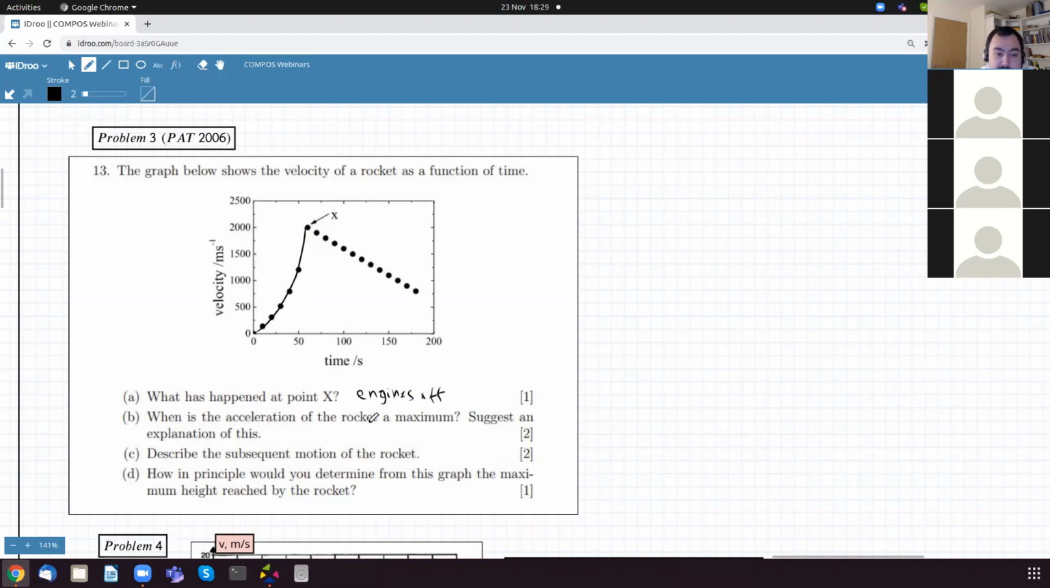When is the acceleration of the rocket a maximum? Well, the acceleration is the gradient of the graph. So the gradient is maximum around this point. The acceleration is maximum right before it switches off, somewhere like 55 seconds roughly. So between 50 and 55 seconds.